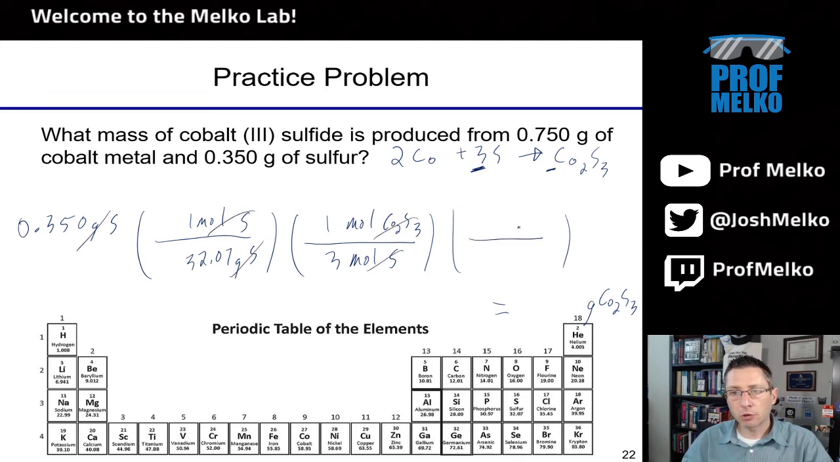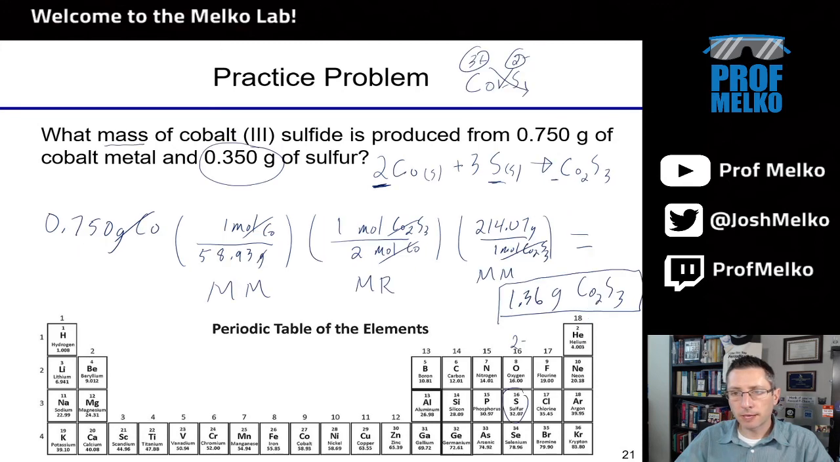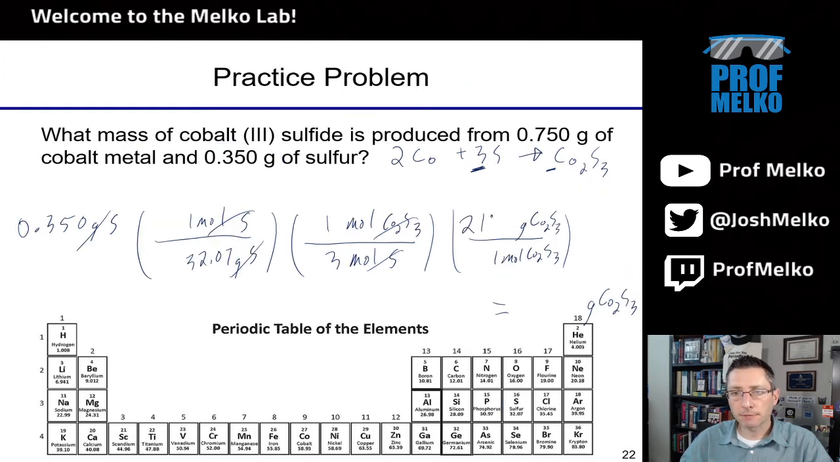Lastly, I need the molar mass of cobalt-3 sulfide. And in these limiting reactant problems, this last molar mass is the same because I'm comparing the same product. So it's still this 214.07 grams per mole. Calculating the answer, it looks like I get 0.779 grams of cobalt sulfide, assuming I did all the math right.